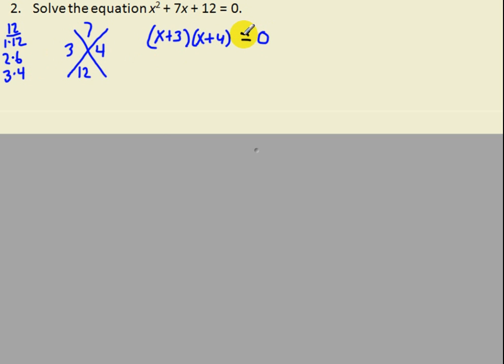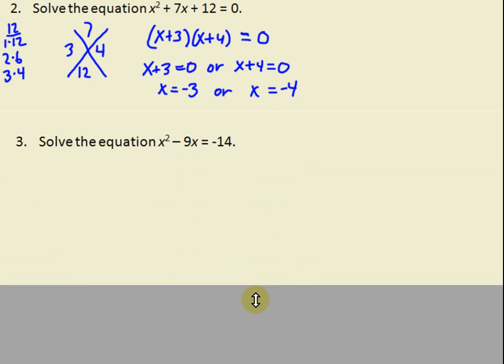This should look like some problems that you saw in a previous section where we have two quantities multiplied together give us 0. The only way that happens is if one of those is 0. So x plus 3 could be 0, or x plus 4 could be 0. And then we solve both of those. Subtract 3 to get negative 3, or subtract 4 to get negative 4. So either negative 3 or negative 4 substituted in place of x in this equation will give us a true equation.